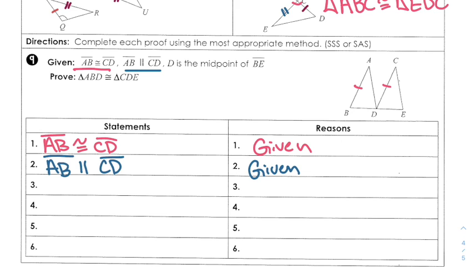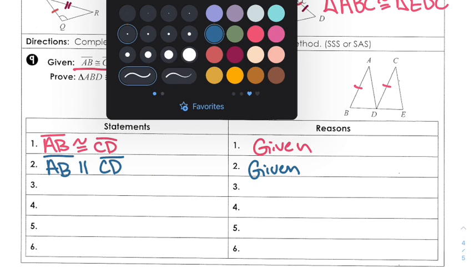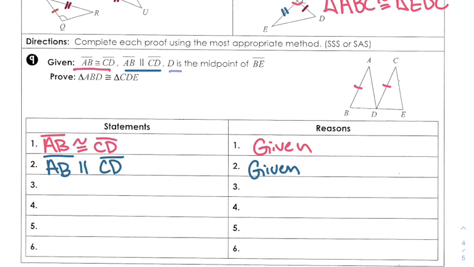Now, for this next statement, you can go two ways. You can go with what is given to you, or you can talk about what happens because the lines are parallel. But for right now, for the sake of this video, I'm going to go with what is given to me. So tell me that D is the midpoint of line BE. And why? Because it is given.